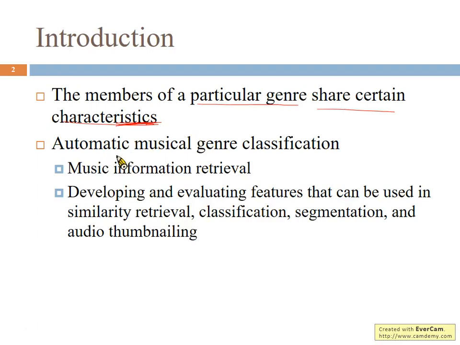And why do we need automatic music genre classification? Because with that, we can do music information retrieval. We can develop and evaluate features that can be used in similarity retrieval, classification, segmentation, and audio thumbnailing. Therefore, this is one of the most important and fundamental music content analysis work.